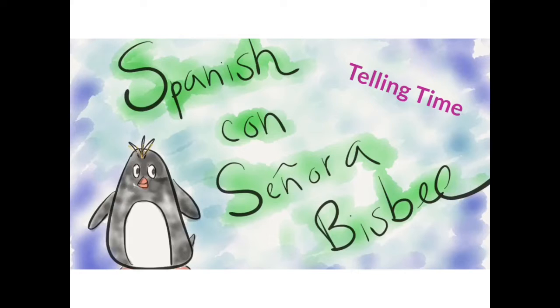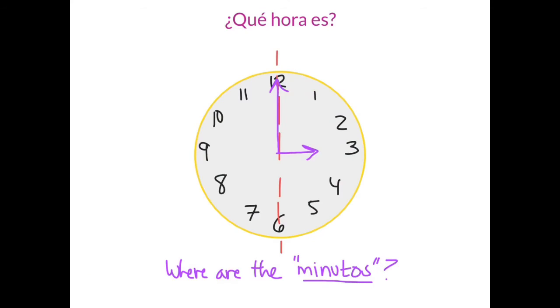In today's video, we're going to take a look at telling time. Time comes up all the time, just like that. So maybe it's best that you know how to use it in Spanish. Let's take a look. To ask what time is it, you ask ¿Qué hora es? ¿Qué hora es? What time is it?